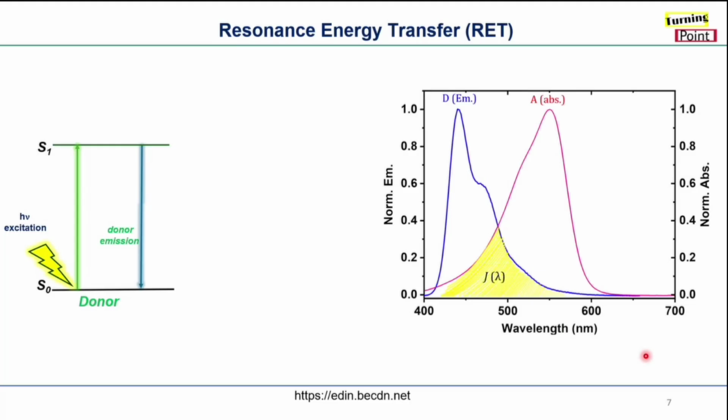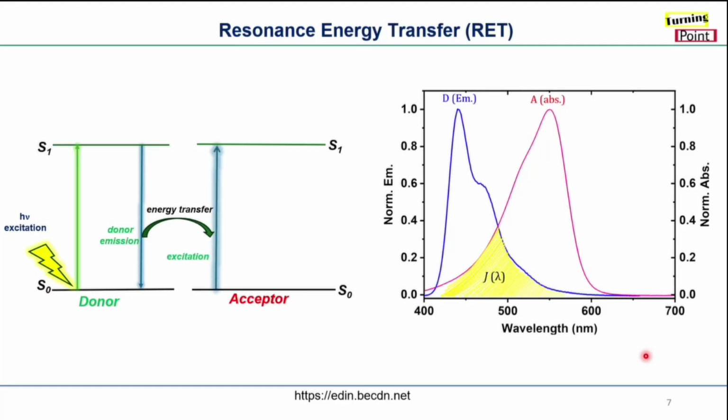So instead of emitting light, it transfers its energy to the acceptor molecule through dipole-dipole coupling. This process is known as resonance energy transfer. As a result, we can see the acceptor gets excited to the excited states and relaxes back to the ground state by emitting fluorescence via a radiative or non-radiative pathway.